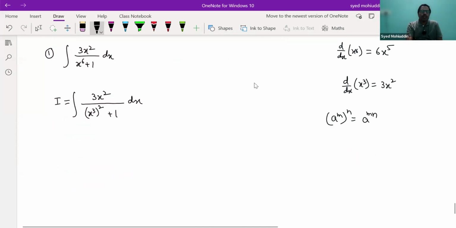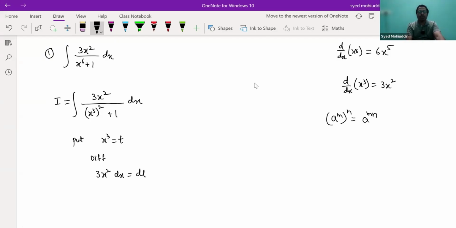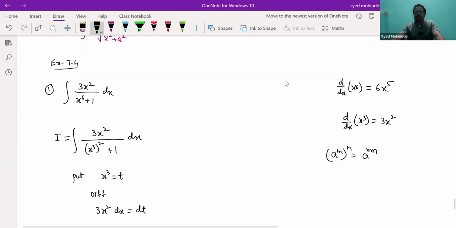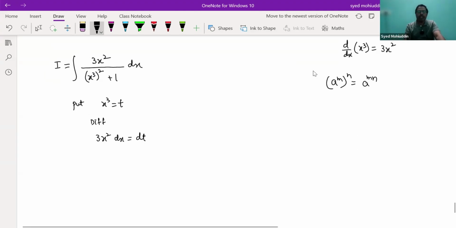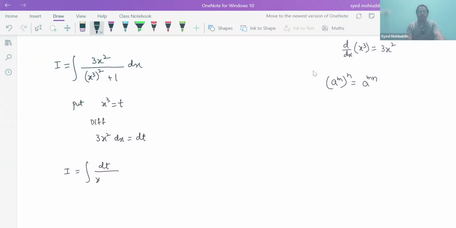Now let us put x cube to be t. If x cube is t, let us differentiate this. The differentiation of x cube will be 3x square into the derivative of x, dx, is equal to dt. Now just plug this value back into the given integral. So I will be equal to the integral of 3x square dx, which gives rise to dt, divided by the denominator. Denominator is what? x cube. x cube is what? t. So we'll be getting t square plus 1.